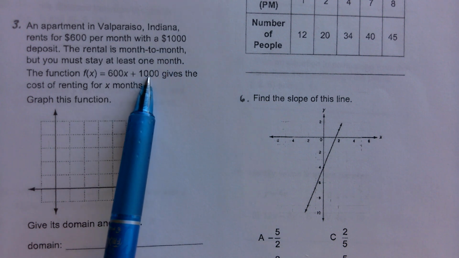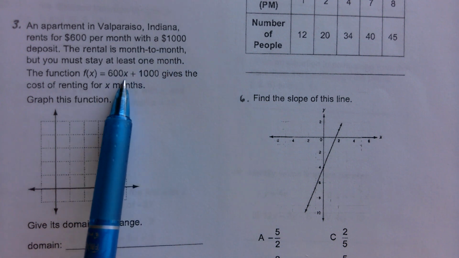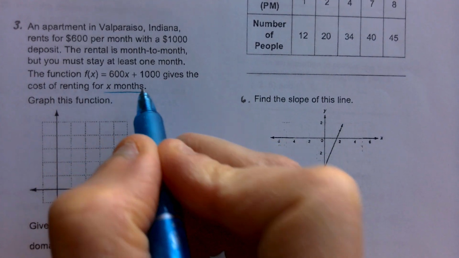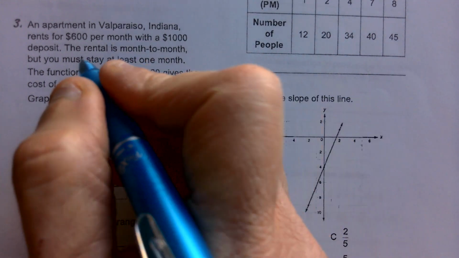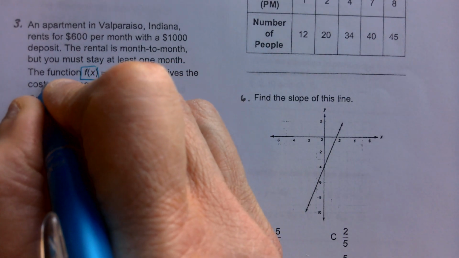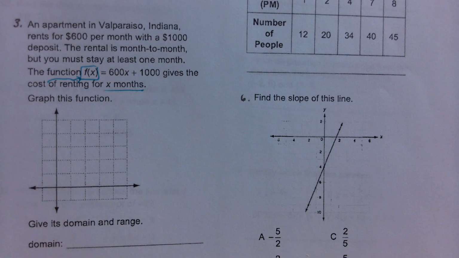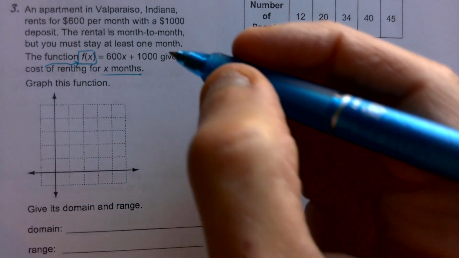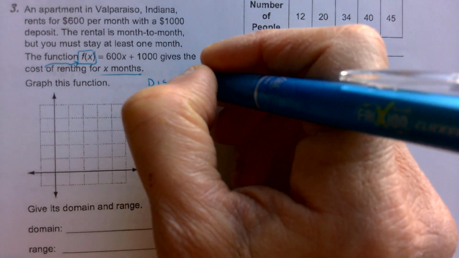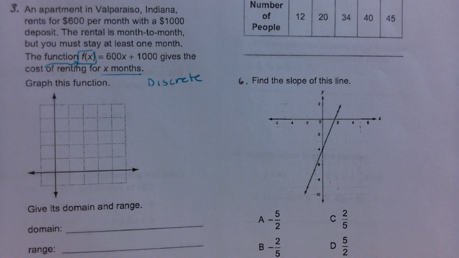So here's the $1,000 deposit, and here's the 600 times however many months. And they say that right here too. X is the number of months, and then Y, or f of x, is your cost. So it says graph this function. If you can only stay in month increments, this is going to be a discrete function, isn't it? You have to stay by the whole months.